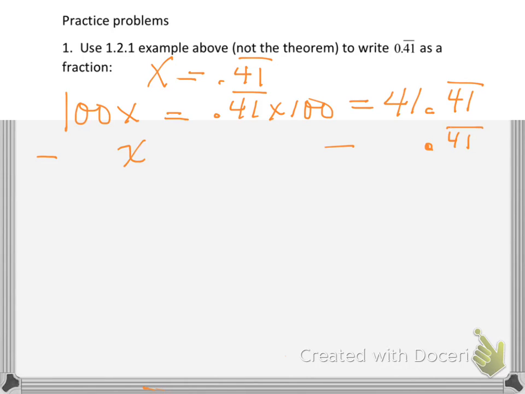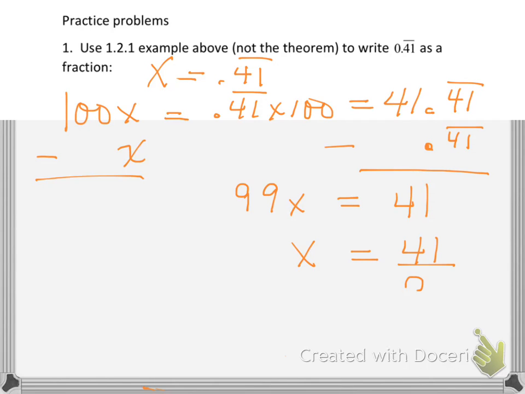Then I'm going to subtract away an x, so I'm going to subtract away 0.41 bar notation. When I do that subtraction on the right side, I get the whole number 41. When I do that subtraction on the left side, I get 99x, because I had 100x minus 1x. So now I have 99x equals 41. So therefore, what fraction can x, which was 0.41 bar notation, equal? That's going to equal 41 over 99, and that's how you do that type of problem.